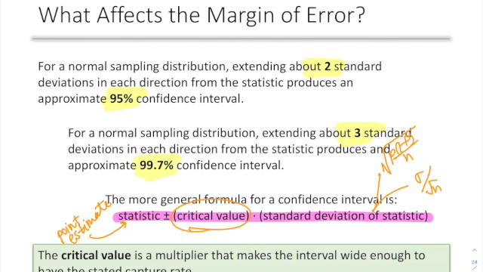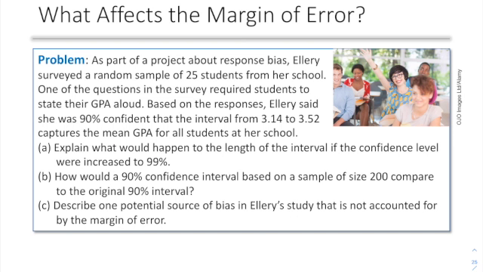All right, so let's dive into critical value. So the critical value is a multiplier that makes the interval wide enough to have the stated capture rate. This is your number of standard deviations out. But again, this is extending about 2 and 3 standard deviations. So 2 and 3 are not the exact values that we will be using.